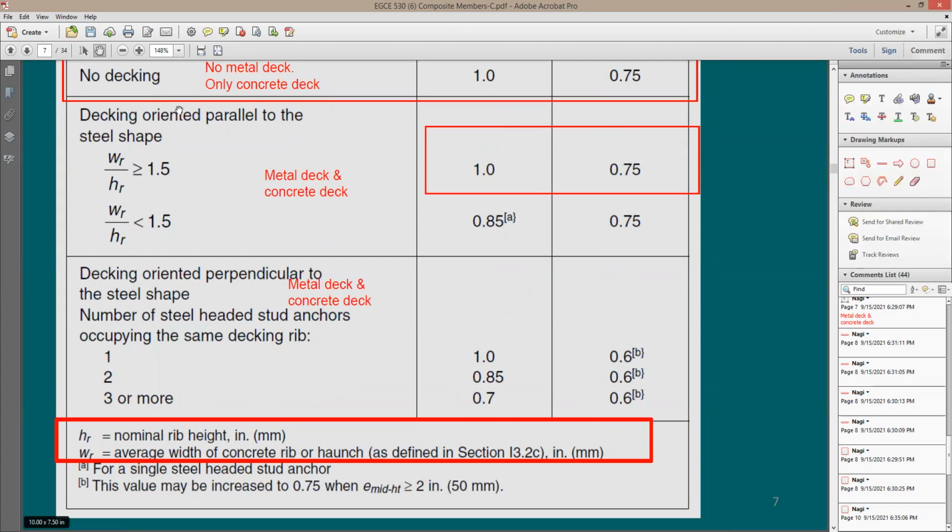Look at note A. It says for a single steel headed stud anchor. So this is going to be a very specific case, right? You see this condition here? But usually we're going to be here. You remember this discussion that usually we're going to be in here? Because the width is going to be 6 inches and the metal deck is going to be 2 or 3 inches, right? So in most cases, we're going to be in this section here. So you don't have to worry about this.